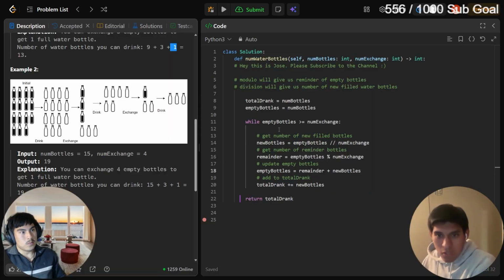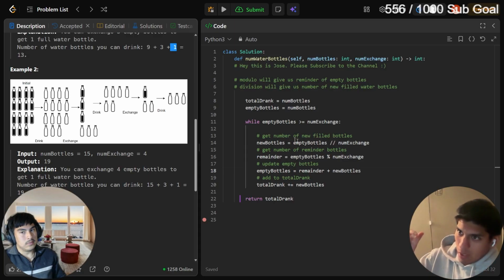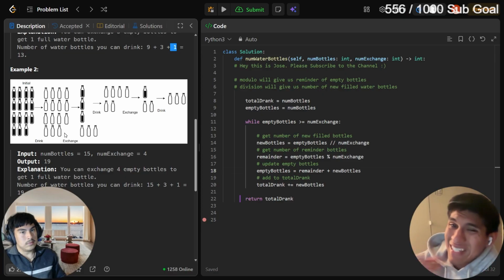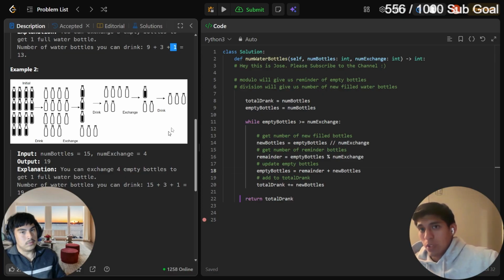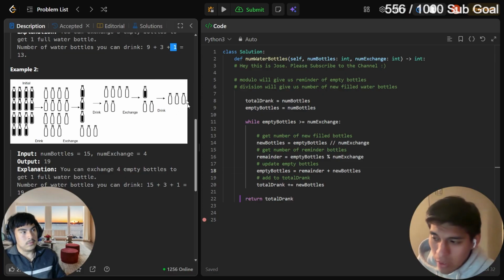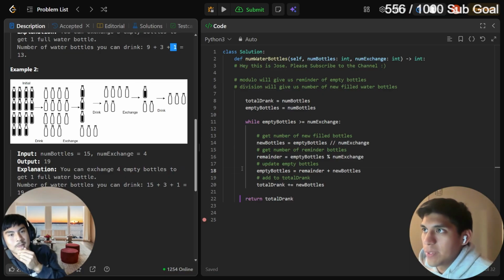So that loop just continues and continues, and it ends when there are not enough water bottles to do the exchange. For example, in example 2, we ended up with 3 empty water bottles, which is less than numExchange, which is 4. That means that we can get no more water bottles. Therefore, we have finished with this iteration.